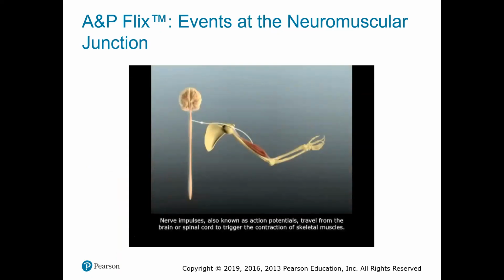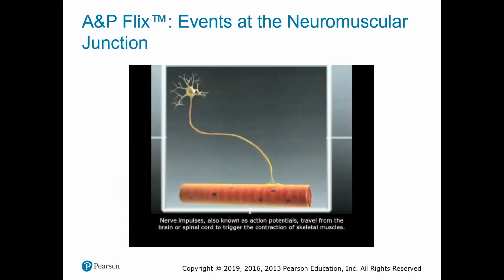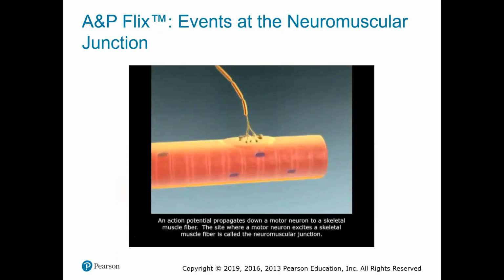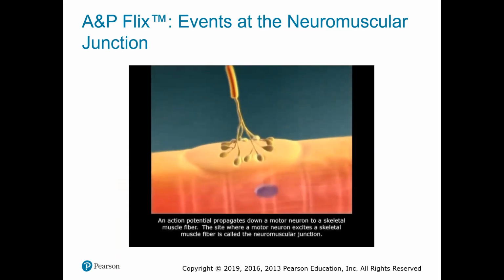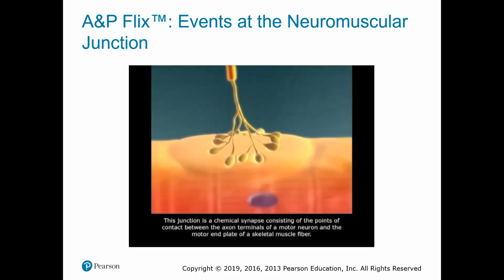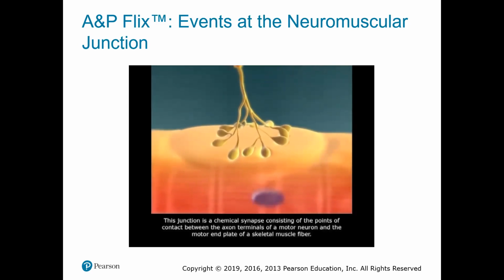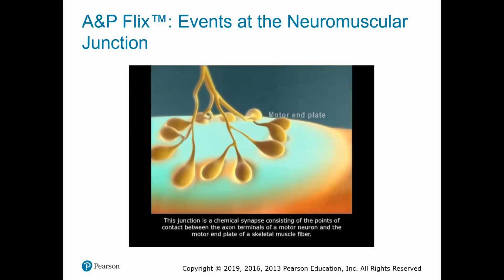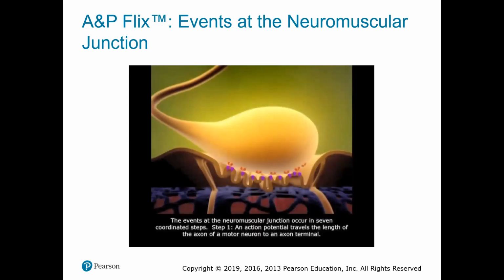Nerve impulses, also known as action potentials, travel from the brain or spinal cord to trigger the contraction of skeletal muscles. An action potential propagates down a motor neuron to a skeletal muscle fiber. The site where a motor neuron excites a skeletal muscle fiber is called the neuromuscular junction. This junction is a chemical synapse consisting of the points of contact between the axon terminals of a motor neuron and the motor end plate of a skeletal muscle fiber. The events at the neuromuscular junction occur in 7 coordinated steps. Step 1. An action potential travels the length of the axon of a motor neuron to an axon terminal.